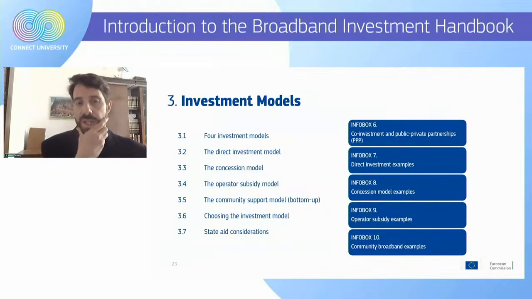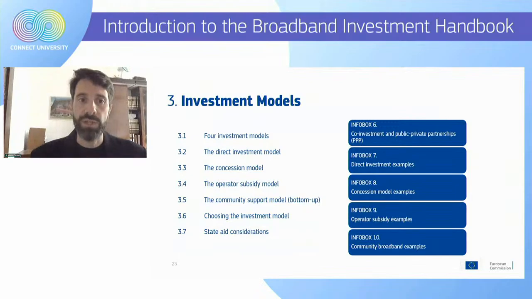So the chapter describes four models. These are the direct investment model, the concession model, the operator subsidy model, and the community support model, also called bottom-up. And then it gives some considerations on different implications of choosing different models. Of course, there is no recipe here, but there are always pros and cons that are very dependent on the specific conditions of the project. And again, state aid considerations.